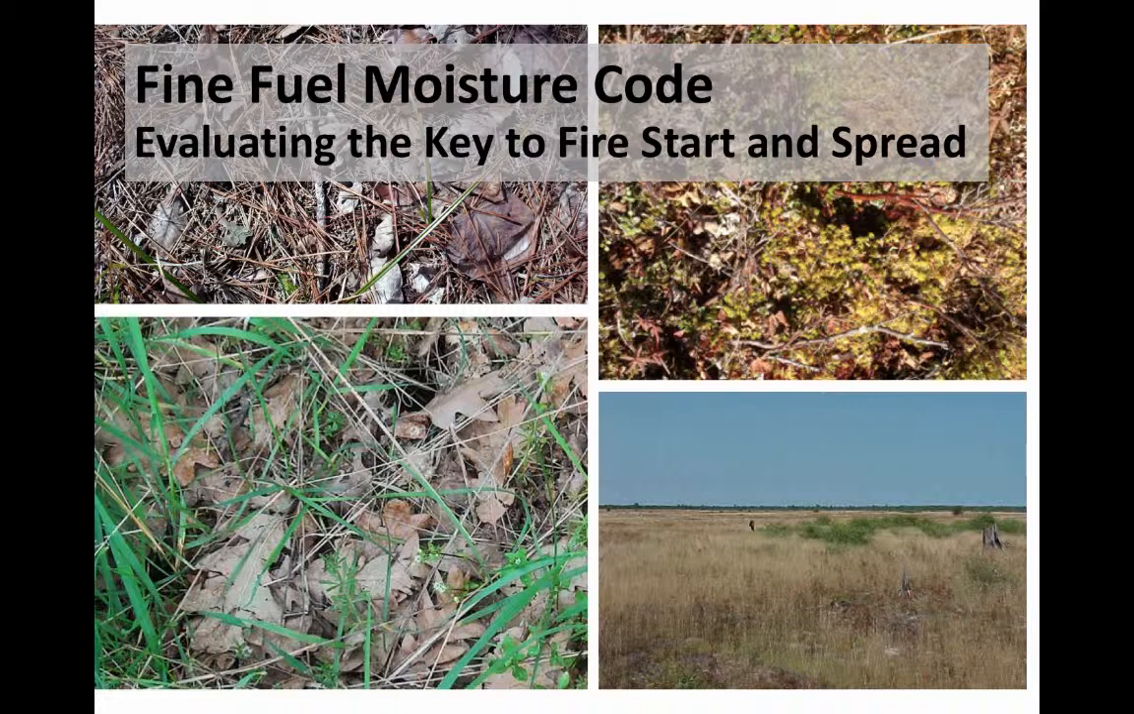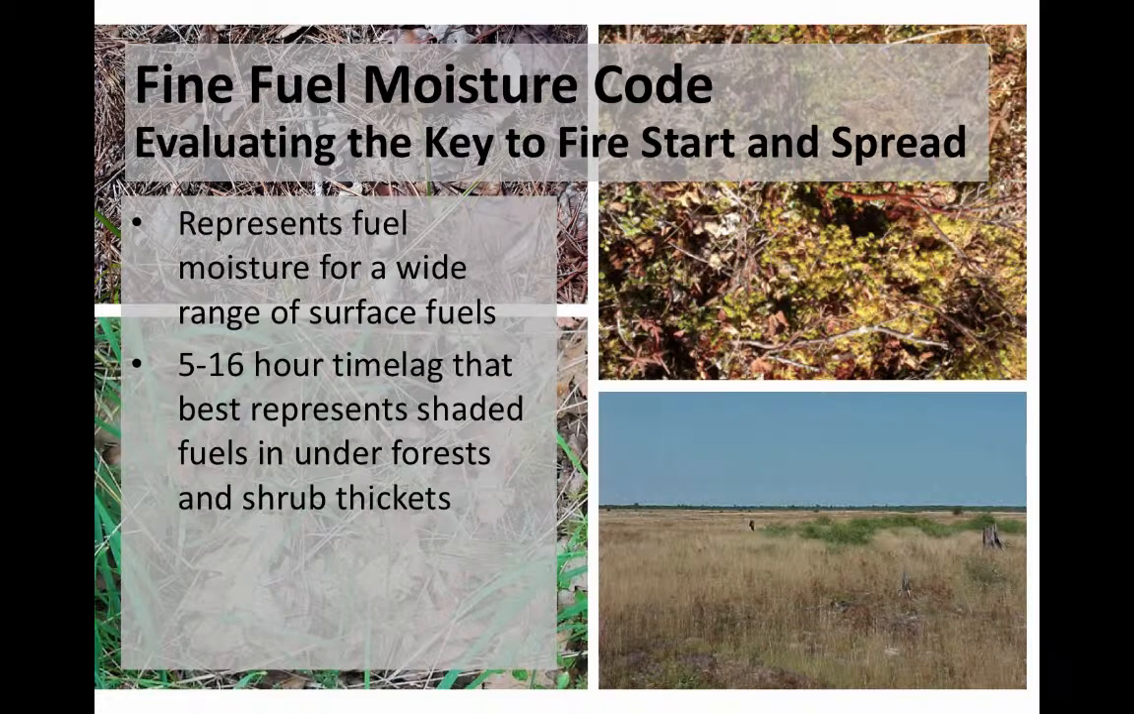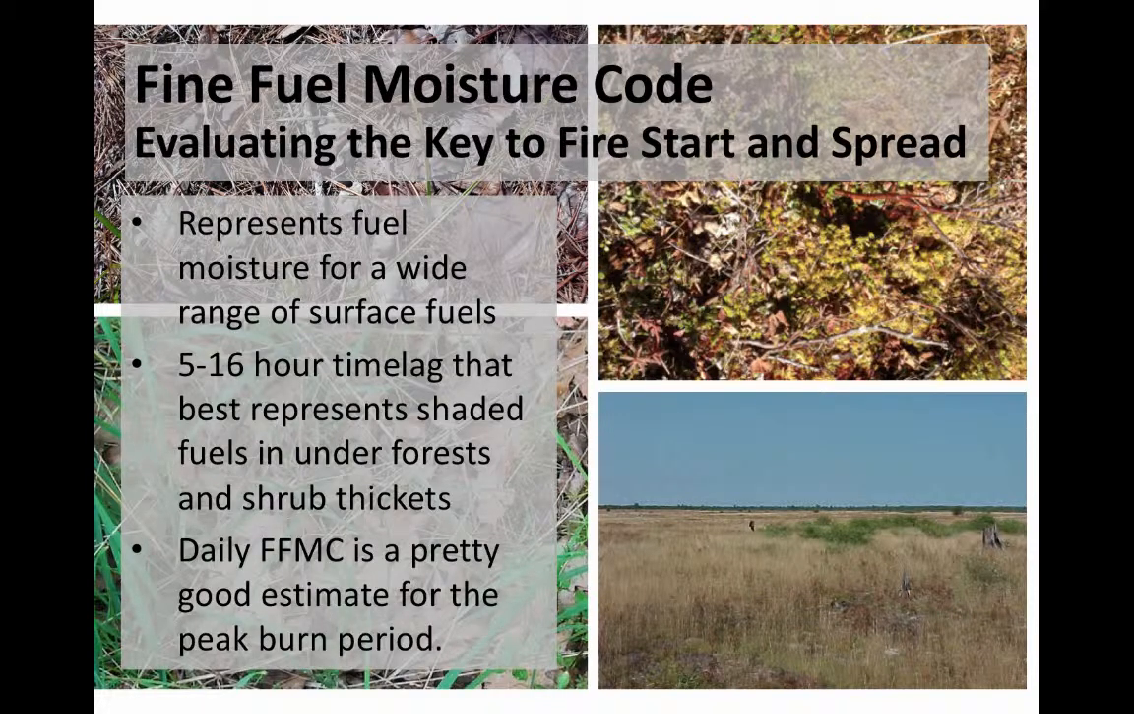In summary, the Fine Fuel Moisture Code does a good job of indicating when fire occurrence becomes possible. It represents fuel moisture for a wide range of surface fuel on our landscapes. FFMC calculates fuel moisture for a 5 to 16-hour time lag that best characterizes conditions under shaded forest canopy. The daily FFMC value produced for the FWI system is a pretty good estimate for the peak burn period.